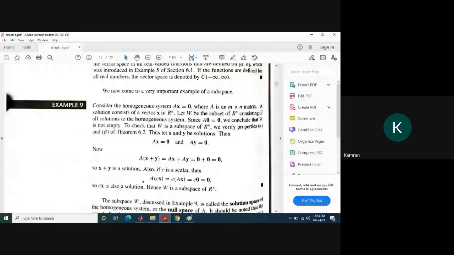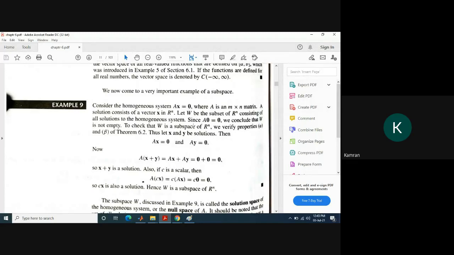We need to show that W is a subspace. So W will be a subspace if we consider two vectors from W, u and v, then their sum belongs to W, u plus v belongs to W. And if we consider a vector u belongs to W, then the scalar multiple of u belongs to W. Now let x belong to W. So if x is in W, x must satisfy this equation, so Ax is equal to 0. Let y belong to W. So y must satisfy this equation, so Ay is equal to 0.